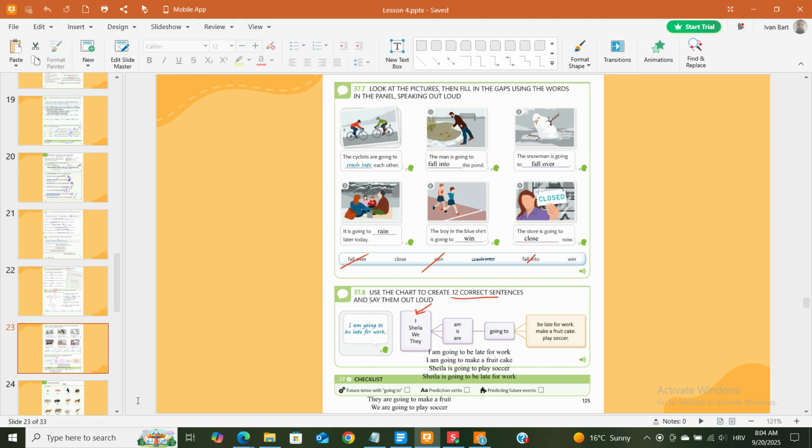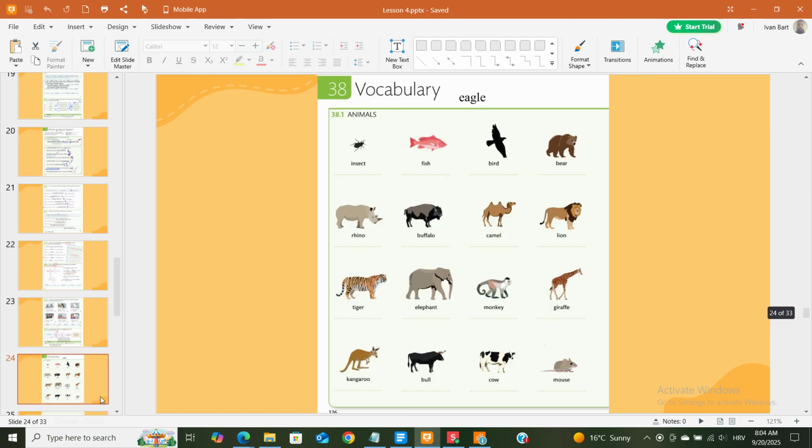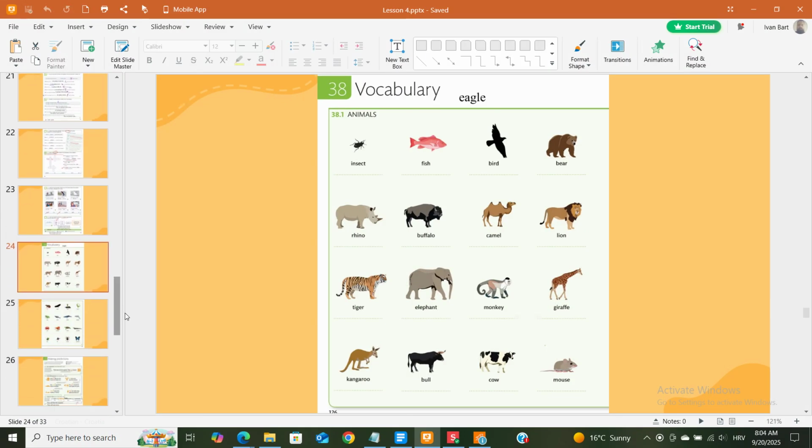37 Checklist. Future tense with going to. I am going to be late for work. I am going to make a fruit cake. Sheila is going to play soccer. Sheila is going to be late for work. We are going to play soccer. They are going to make a fruit cake. Predicting future events. 38 Vocabulary.